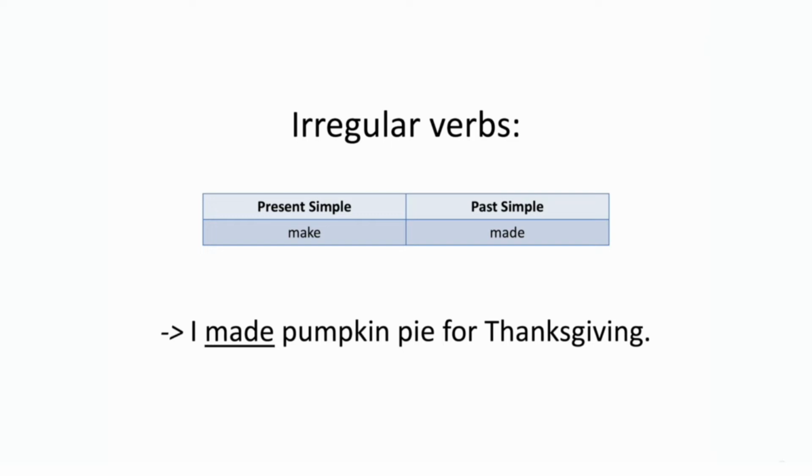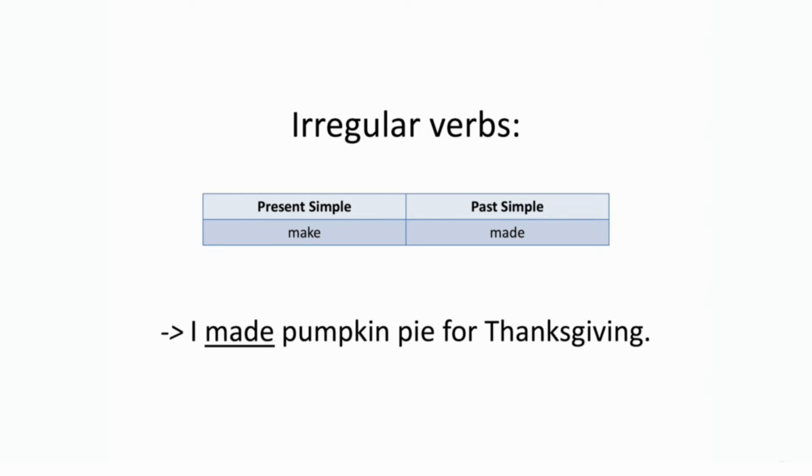These are often difficult for English learners because there are no particular set rules on how to recognize them, but they simply need to be learned by heart. For example, make, made. I made pumpkin pie for Thanksgiving.